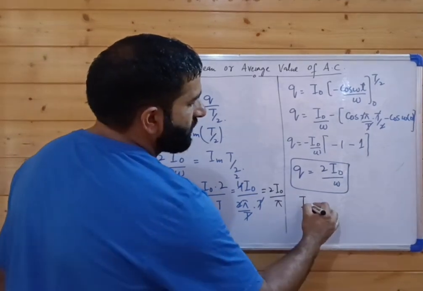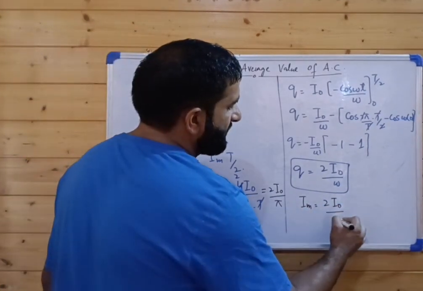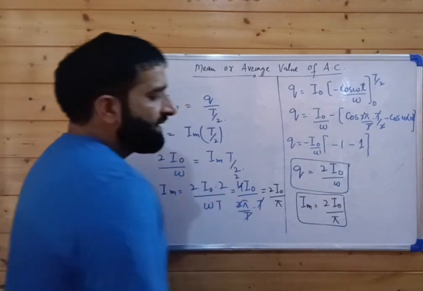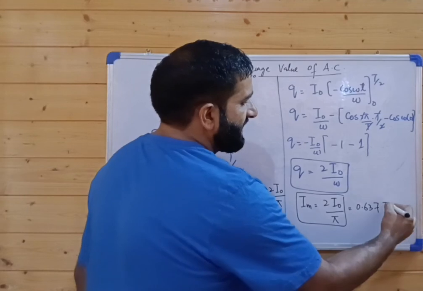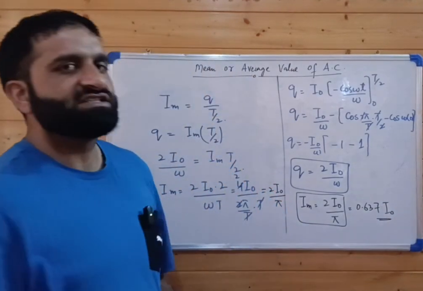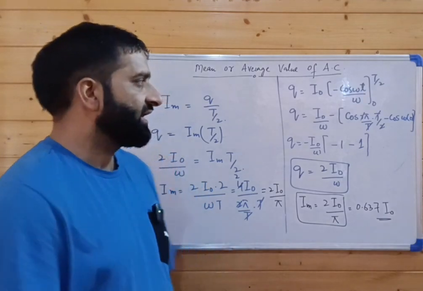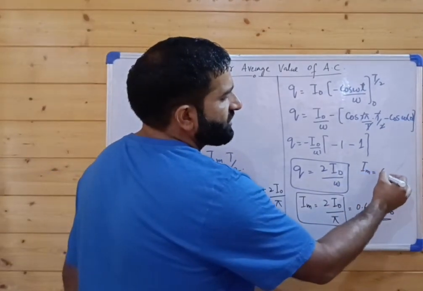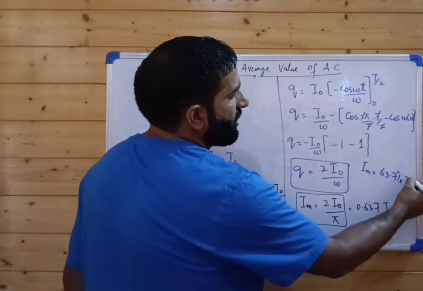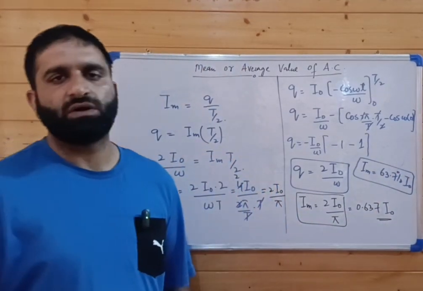So the mean value or the average value of the current over a half cycle comes out to be twice I0 divided by pi. Solving 2 divided by pi, that comes out to be 0.637 I0. So the mean value is defined as 0.637 times the peak value of the current. Percentage wise, we can say that Im, the mean or the average value, is 63.7% of the maximum value, that is the amplitude of current, which is equal to I0.